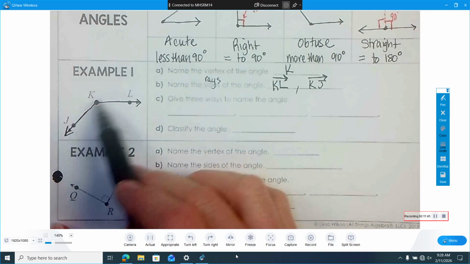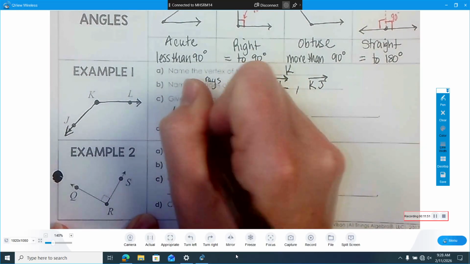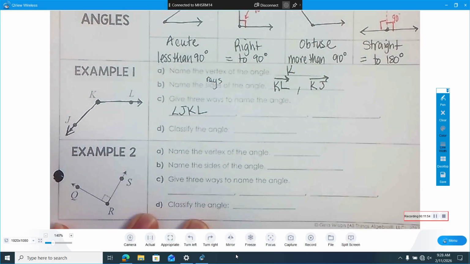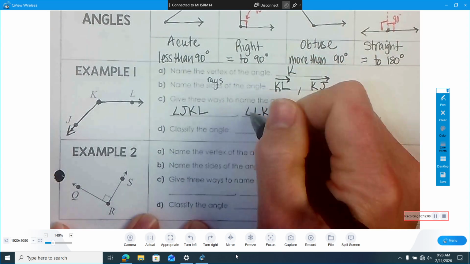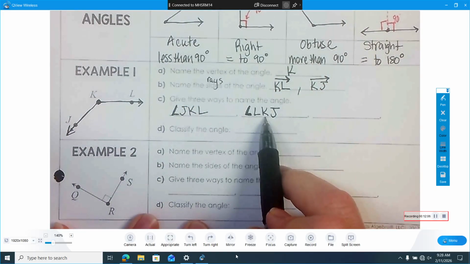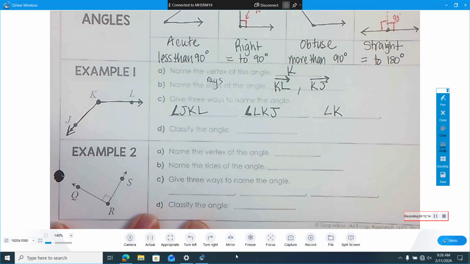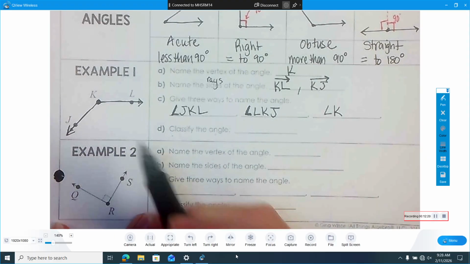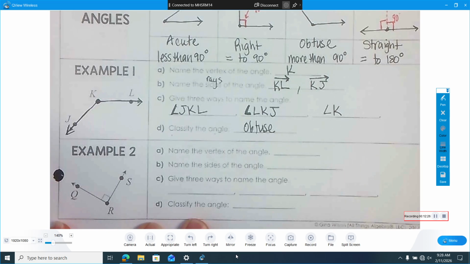We want to give three ways to name this angle. What's one way to name this angle? Yeah, angle JKL. What's another way to name that angle? LKJ, very good. Angle LKJ, and that is an angle symbol. Why is the K in the middle? Because it's the vertex. What's one more way we could name it? Angle K. Yep, angle K would be just fine as well. How would you classify this angle JKL? Obtuse, very good. It definitely appears to be bigger than 90 degrees.